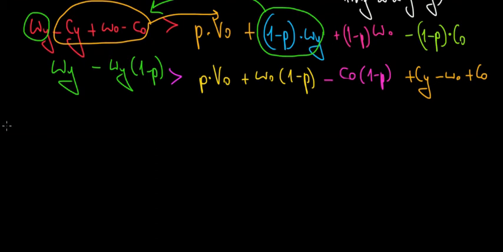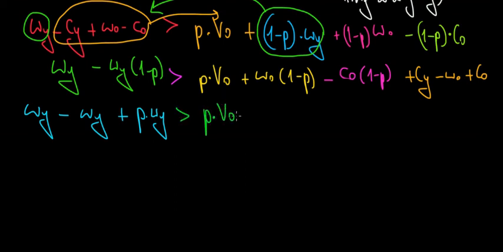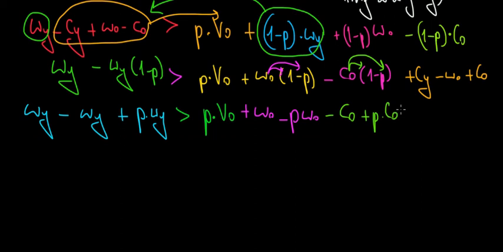We will have Wy, we will have over here Wy minus Wy. Minus Wy times minus P becomes plus P times Wy, greater than all of that. Yeah, I think it's going to be wise to open the brackets because we'll probably cancel out some stuff. So P times Vo, over here we open the brackets, we will have plus Wo times 1 minus P, Wo minus P times Wo. We do the same over the next term, minus cost of effort times 1, so minus Co. Minus Co times minus P is going to be plus P times Co, and then plus, over here we have Cy, minus Wo, and plus Co.